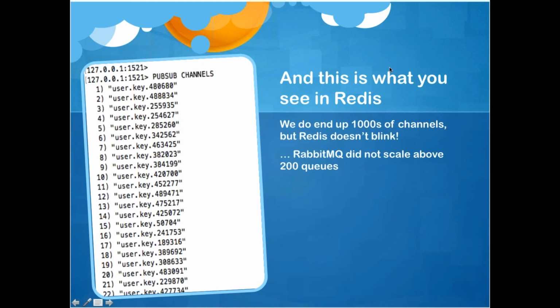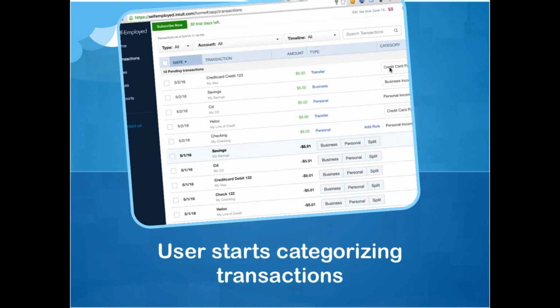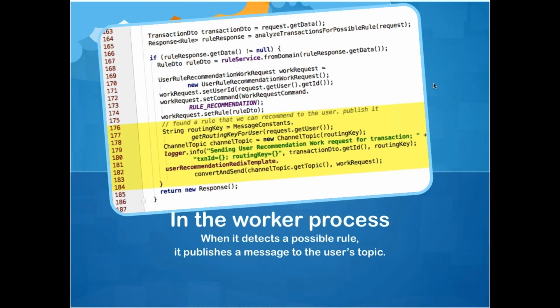All right. So now when the user starts categorizing transactions, like I showed you earlier, every transaction process is sent over to the worker for further processing. We do make the change in our database, but then a request goes to the worker process for any machine learning or anything else that's required. So in the worker process, when it detects a possible rule, it publishes a message on the user's topic. It says, we found a rule that we can recommend to the user, so it publishes it. And then it's sent over the same user pub/sub channel.